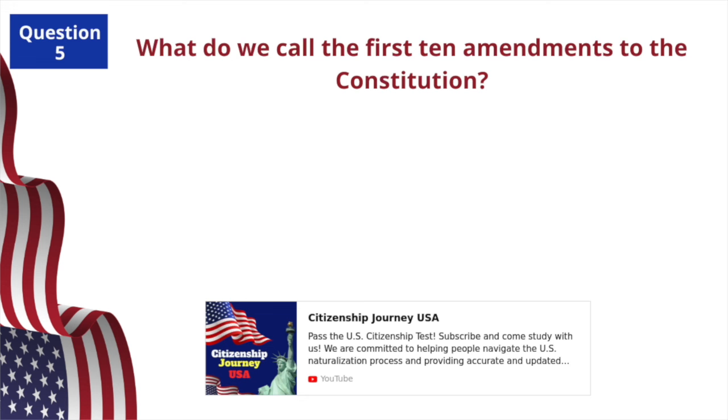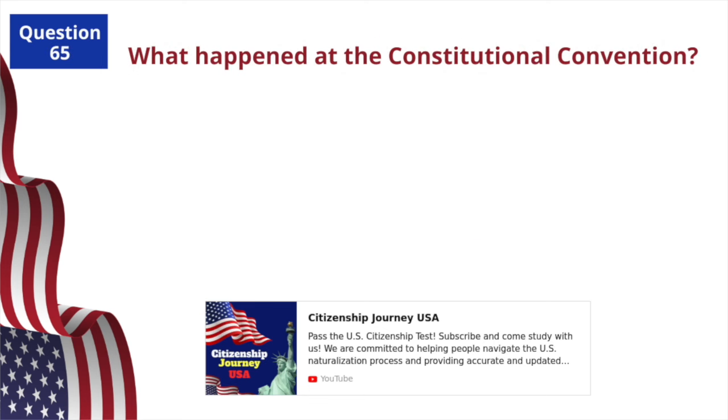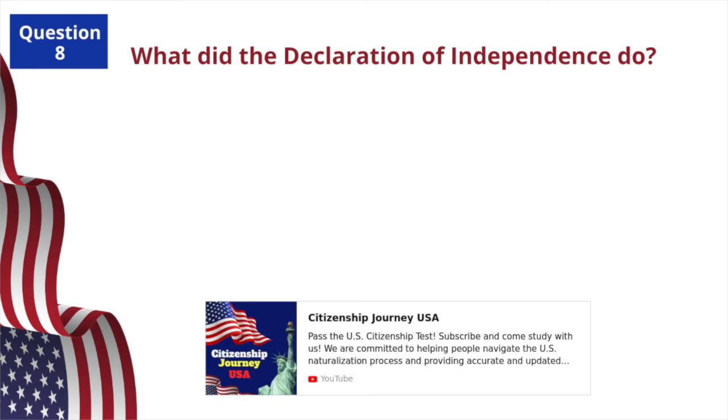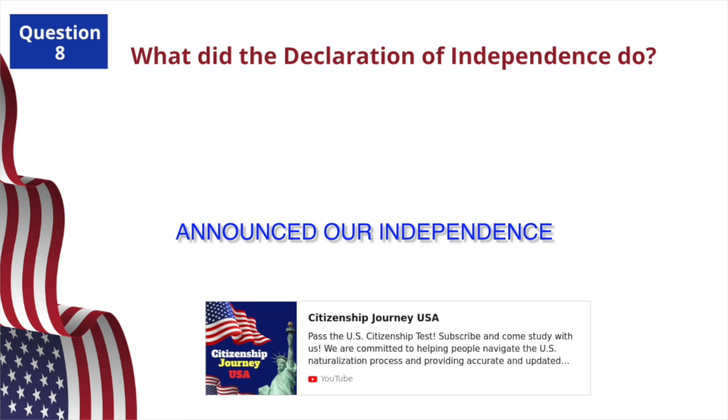What do we call the first 10 amendments to the Constitution? The Bill of Rights. What happened at the Constitutional Convention? The Constitution was written. What did the Declaration of Independence do? Announced our independence from Great Britain.